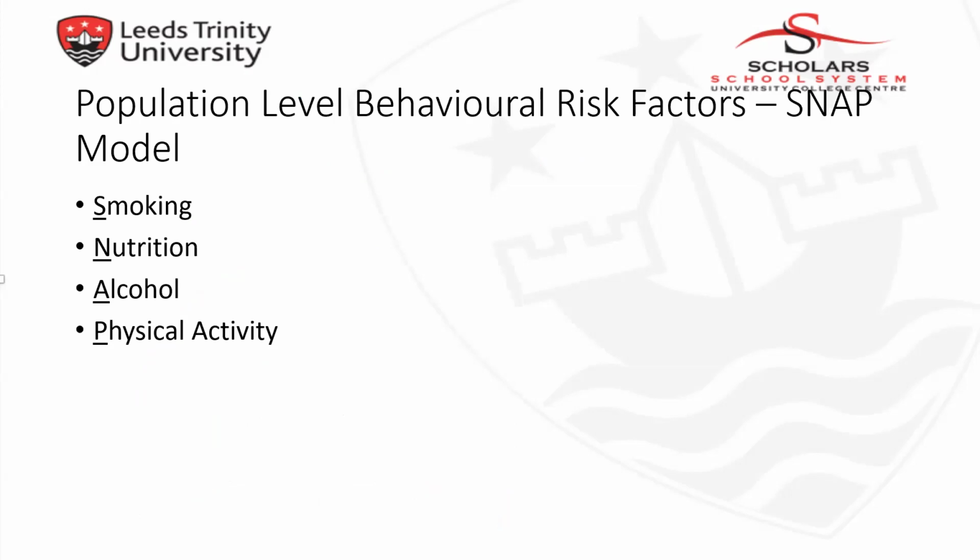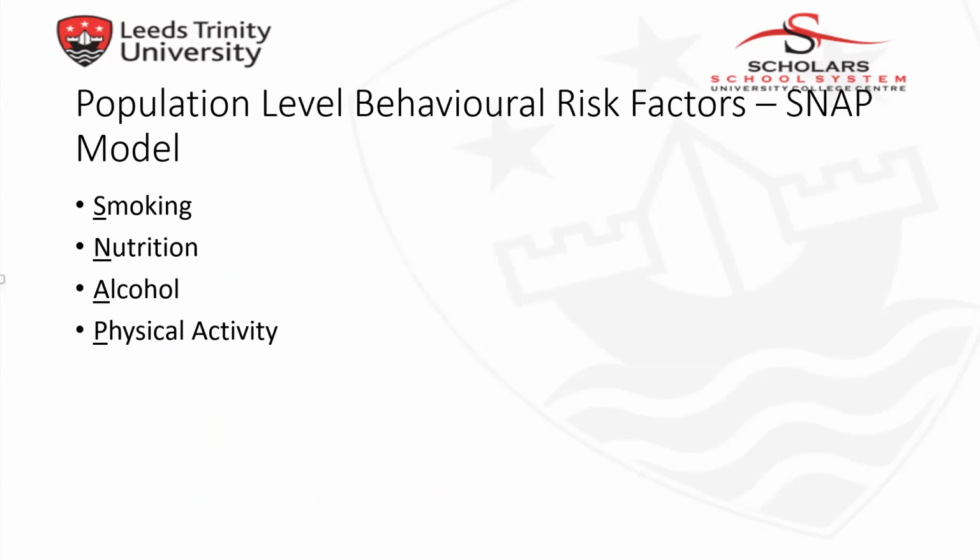Moving forward, we discussed SNAP. SNAP is basically S for smoking, N for nutrition, A for alcohol, and P for physical activity. So these four things are population level behavior risk factors. These are actually four behavior risk factors.